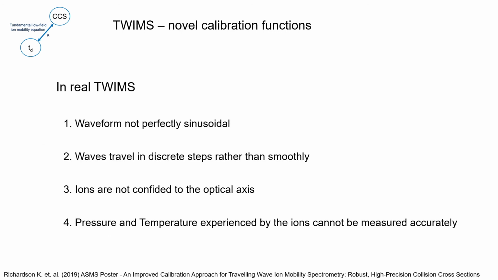In a poster of ASMS of 2019, Richardson and co-workers acknowledged these important points. First of all, real traveling wave ion mobility are characterized by waveforms not perfectly sinusoidal. Waves travel in discrete steps rather than smoothly. Ions are not confined to the optical axis, and pressure and temperature experienced by the ions cannot be measured accurately. Although some progress has been made for understanding the physical mechanism of ion trajectories and velocities through a traveling wave device, because of all these points, the use of calibration equation is still necessary for deriving the CCS.